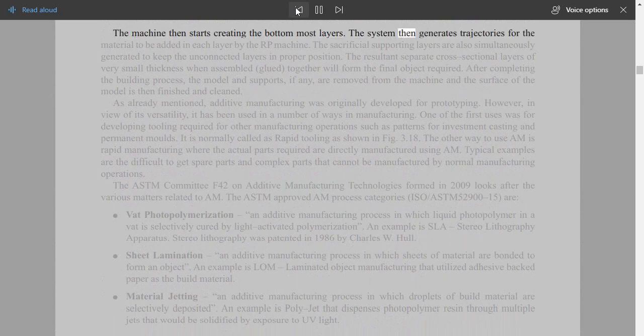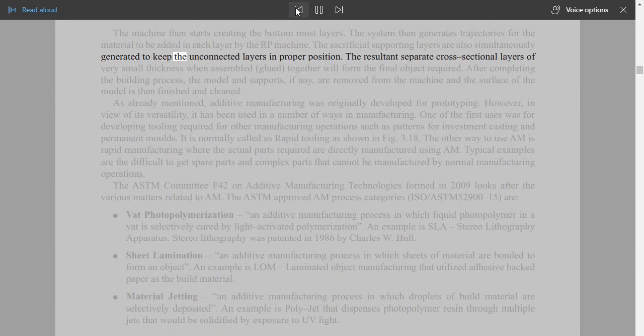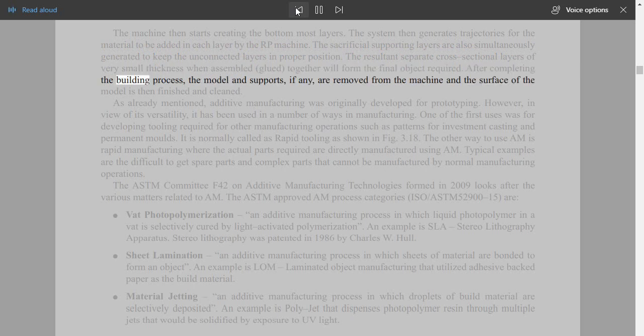Layers. The system then generates trajectories for the material to be added in each layer by the RP machine. The sacrificial supporting layers are also simultaneously generated to keep the unconnected layers in proper position. The resultant separate cross-sectional layers of very small thickness, when assembled, glued together, will form the final object required. After completing the building process, the model and supports, if any, are removed from the machine, and the surface of the model is then finished and cleaned.